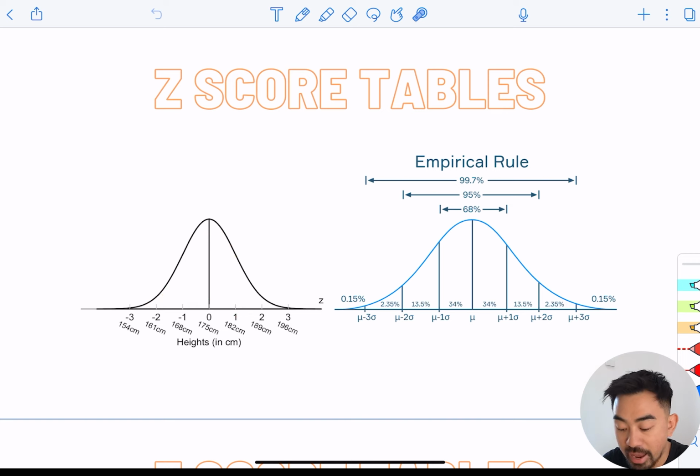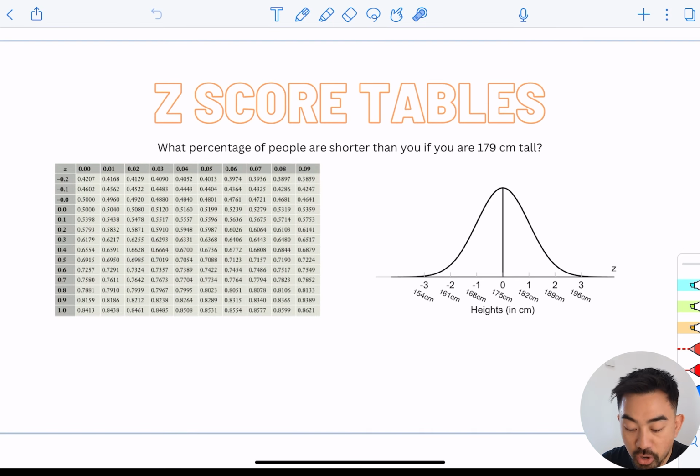Okay, so it's very, very handy when we have the empirical rule and also the z-scores of 0, 1, 2, and 3, or minus 1, 2, and 3. But the problem comes because you're not always going to get z-scores which are exactly whole numbers. That's where the z-score table comes in. So on the left, you can see there's a z-score table. It looks pretty complicated and very messy. This is just a snippet. In reality, it's much, much bigger. But let me just walk you through how you would use it.